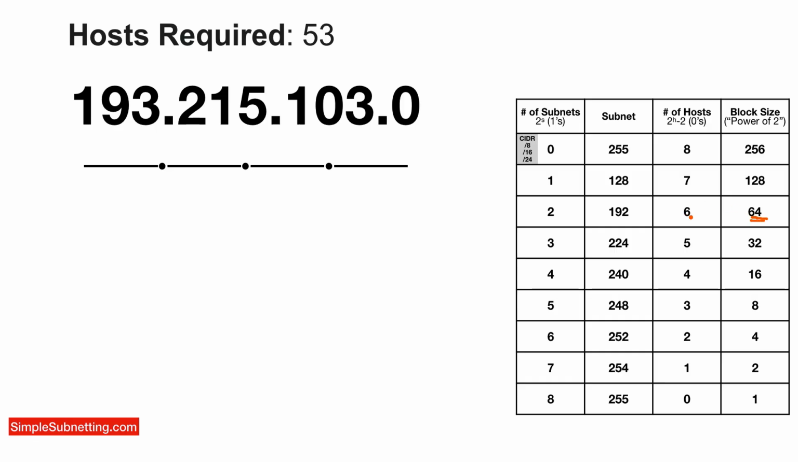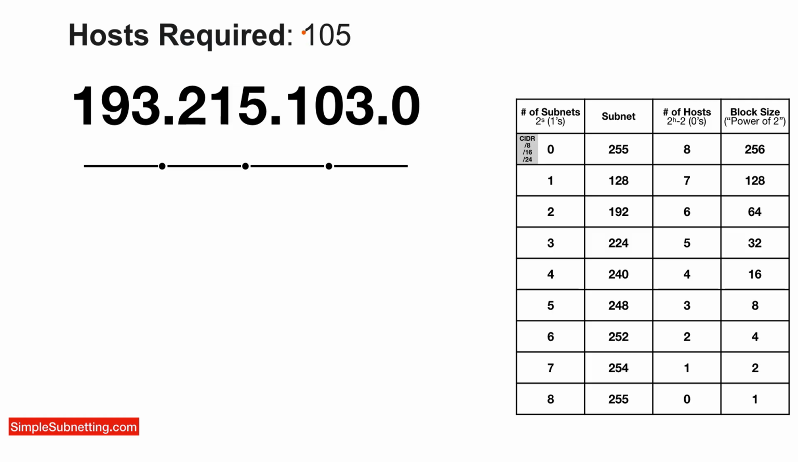And this is different because we don't have to do any calculating because it's already laid out for us. So 6 zeros and the subnet mask is 192. So that's it. And you just fill it in. 255, 255, 192, and you're done. This subnet mask will yield 64 hosts, which will be enough to cover the 53 required.